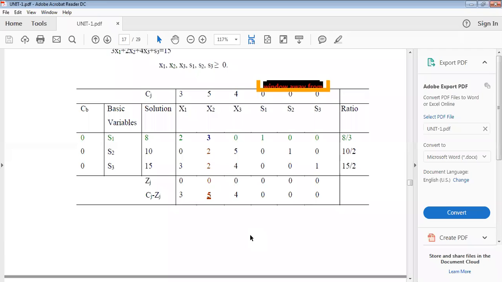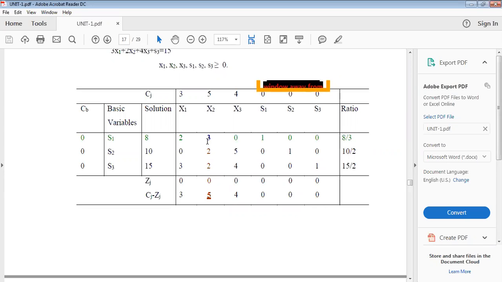So after this, what is the least ratio? 8 by 3, 10 by 2, 15 by 2. Among all of them, 8 by 3 is the least ratio. You have to mark a horizontal arrow here. In the vertical column and the horizontal row, 3 is marked with certain darkness. So 3 is the key element. We are going to call 3 the key element.